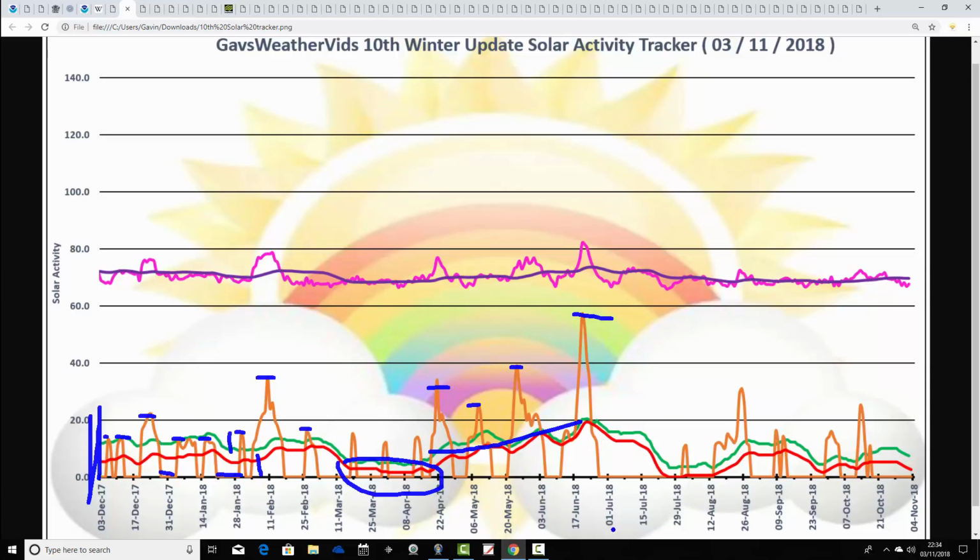Things changed from around the early part of July. We get this long run just here without any sunspot. I think it went on for around a month, and that caused the trend lines to really collapse. The thick green and thick red lines moving down to that very, very low level. I think that was the point through the summer of 2018. That was the point that we entered into solar minimum.